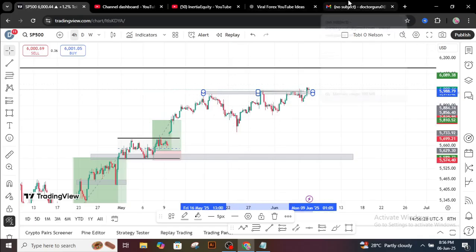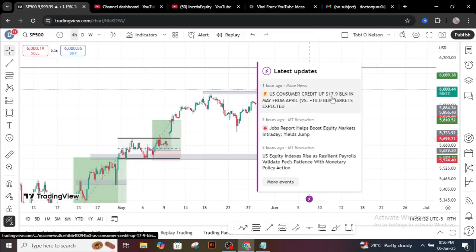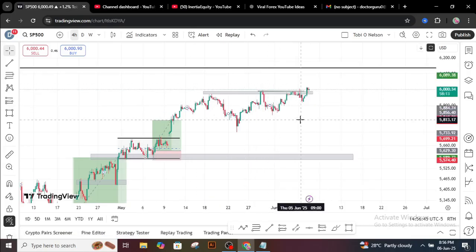The reason is, take for example, let's click here and see: US consumer credit up. Job reports help boost equity markets. That is one piece of news that actually boosts the market today. US equity indexes rise as resilient payrolls validate the Fed's patience with monetary policy. This is another reason why it is like that. But this is not what I focus on.